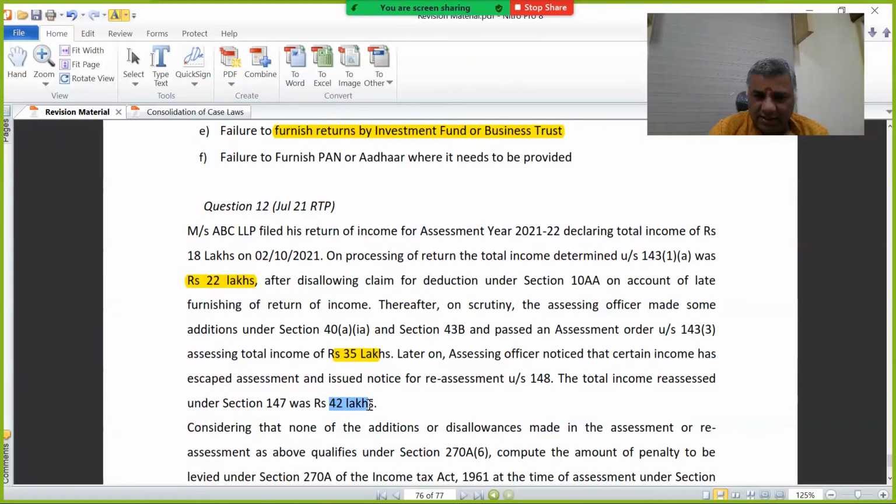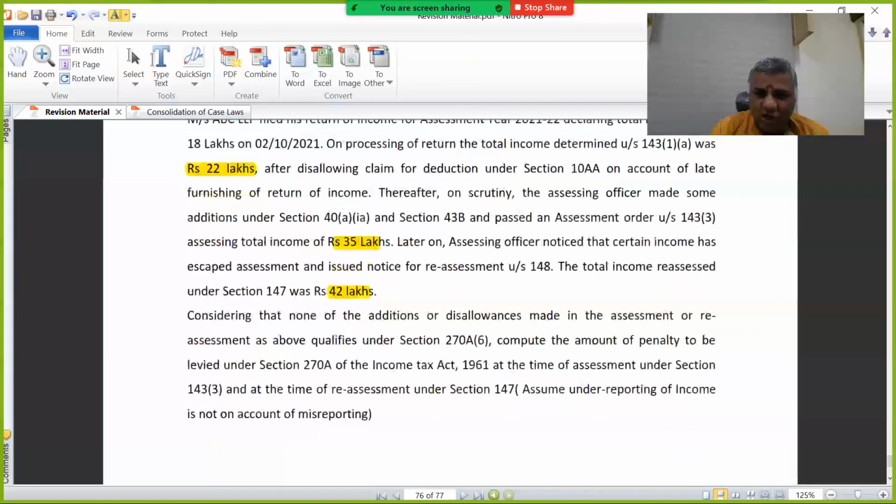Then on the reassessment, 42 lakhs. It is not due to misreporting. So under reporting only, what will be the penalty? So you know how to work this out.